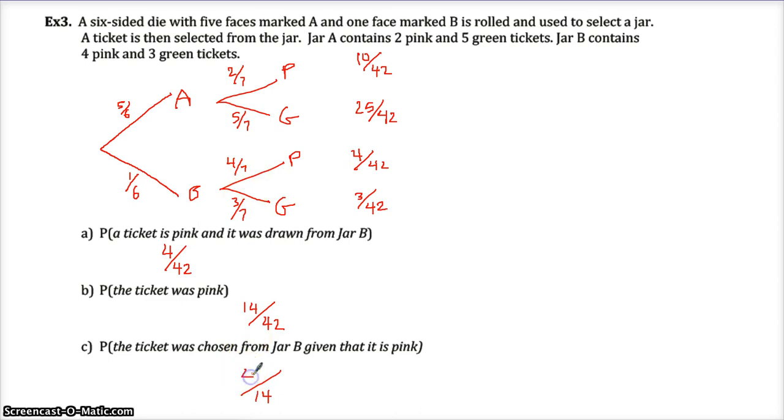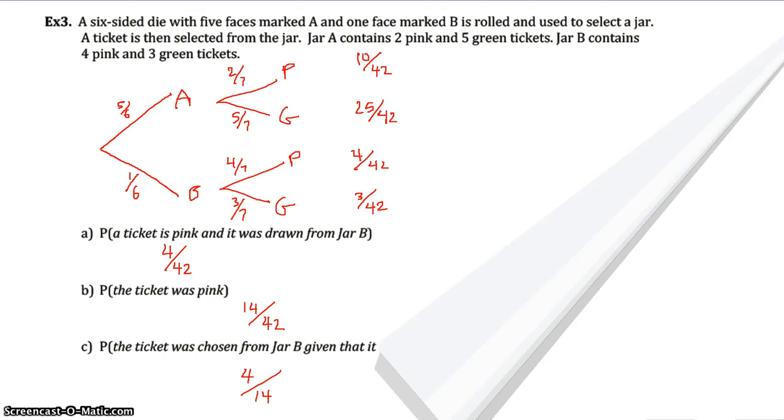Just 4 of them. Now, I could have called that 4 out of 42 divided by 14 out of 42. I would have gotten the same thing. That actually works either way.